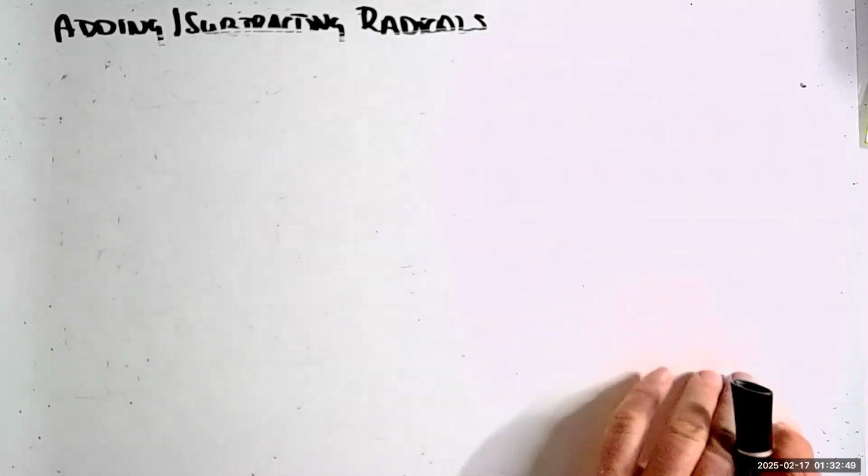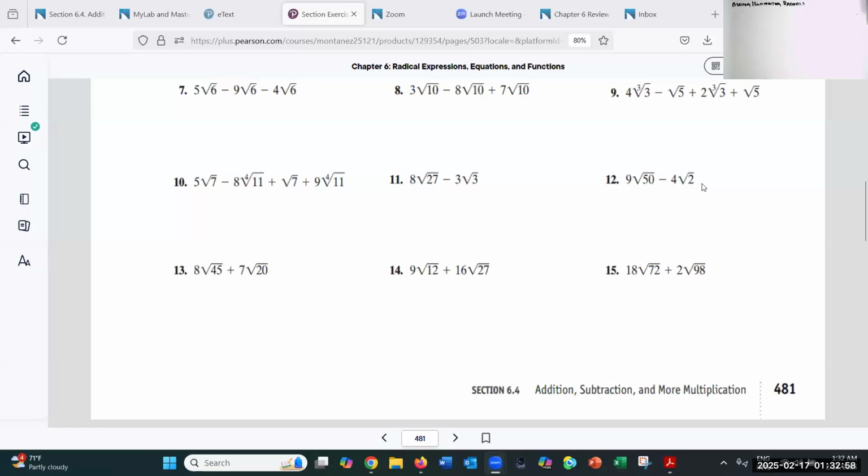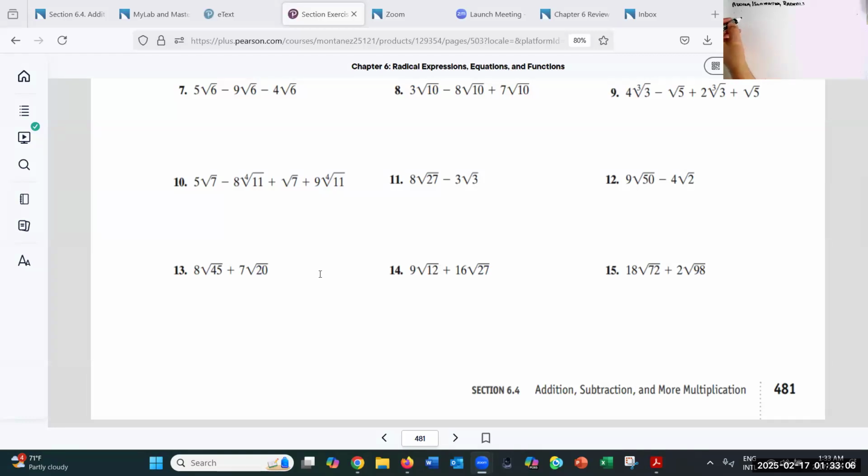Let's try a couple of examples from your textbook. Share the textbook there. Yeah, perfect. Okay, section 6.4, a couple of your problems. Let me write it here, and then we'll stop sharing the screen. We have 9 radical 50 minus 4 radical 2. I'm doing the even ones because for the odd ones you have answers. Radical 12 plus 16 radical 27.